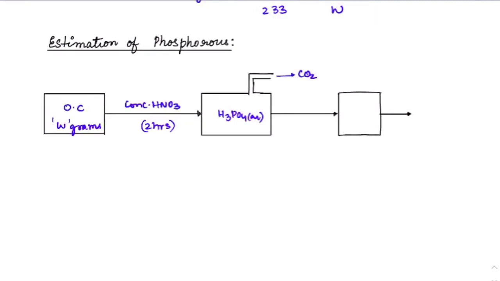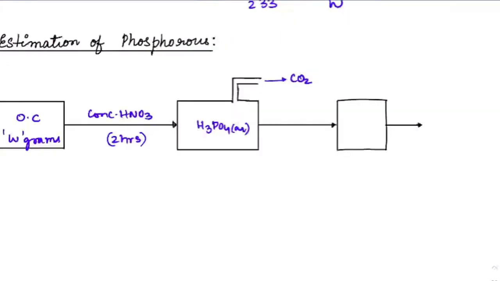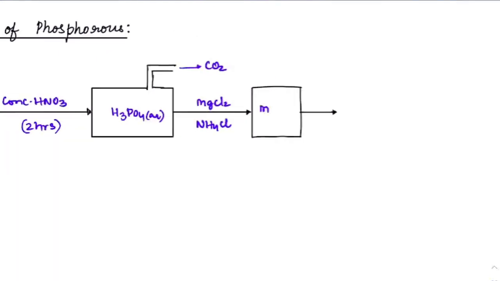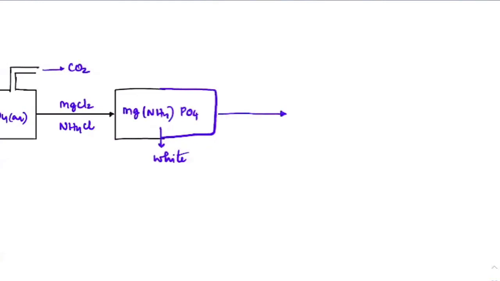So the H3PO4 which is forming, if you treat that with magnesium chloride in the presence of NH4Cl, we will get a white precipitate again, which is magnesium ammonium phosphate. This is a white PPT, but it will still have water in it.